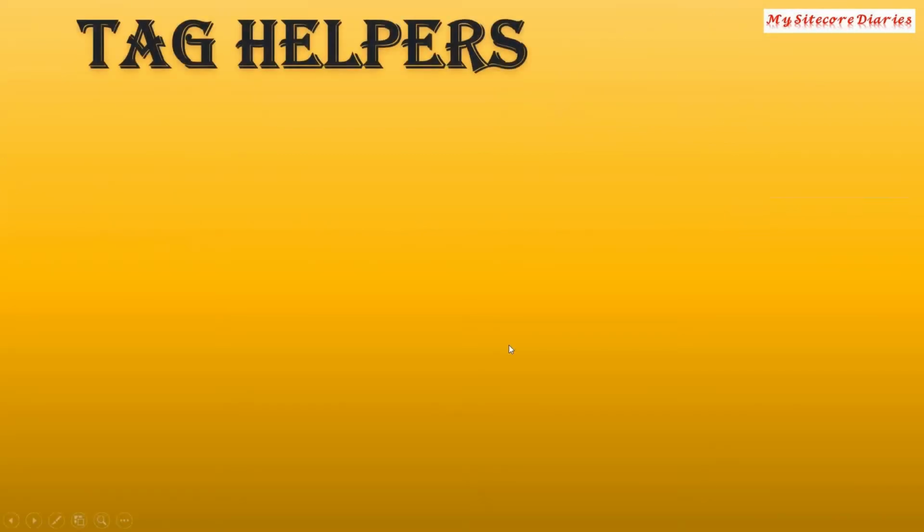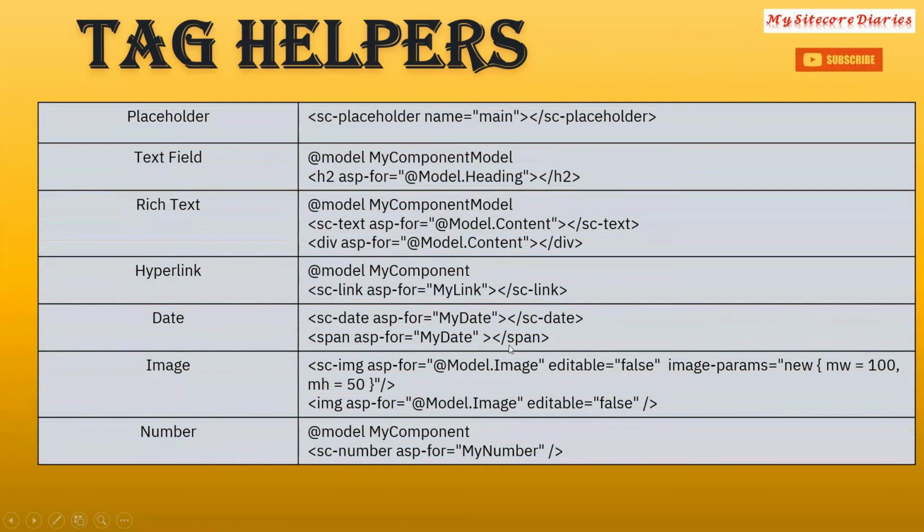So first of all, we will see tag helpers. Tag helpers enable server-side code to participate in creating and rendering HTML elements in a Razor file. So in your Sitecore Rendering SDK, you have to use these tag helpers, which will help you render your server-side code into the HTML. Okay, so let's see a few of them.